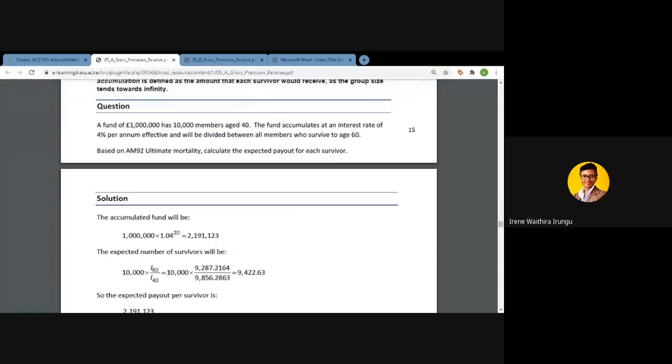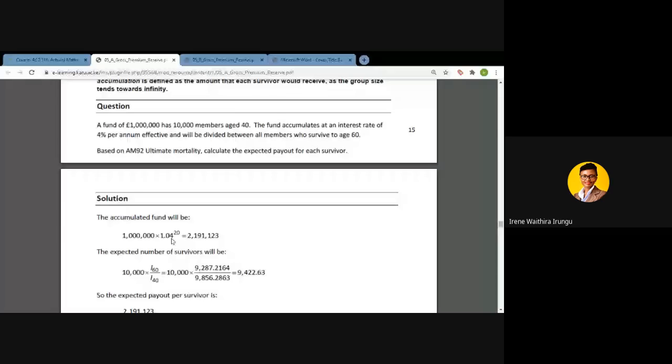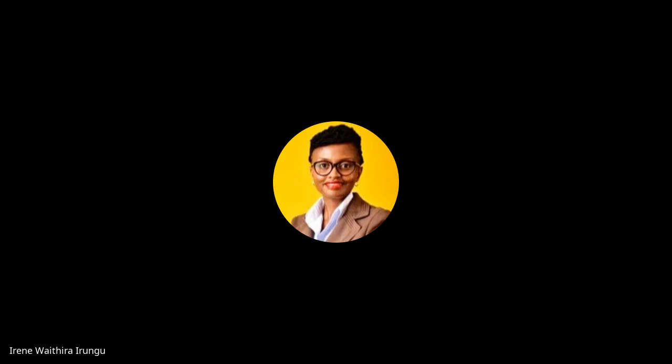So the fund is first of all accumulating over the next 20 years, and from your fundamentals of actuarial maths 1, we know how we accumulate cash flows. The accumulation factor in this case becomes (1 + i)^n, where i is 4% and n is the difference between 60 and 40, which is 20. So by the end of the 20 years, the accumulated value of the fund will be equal to 2.1 million as computed. So we have the value of the fund.